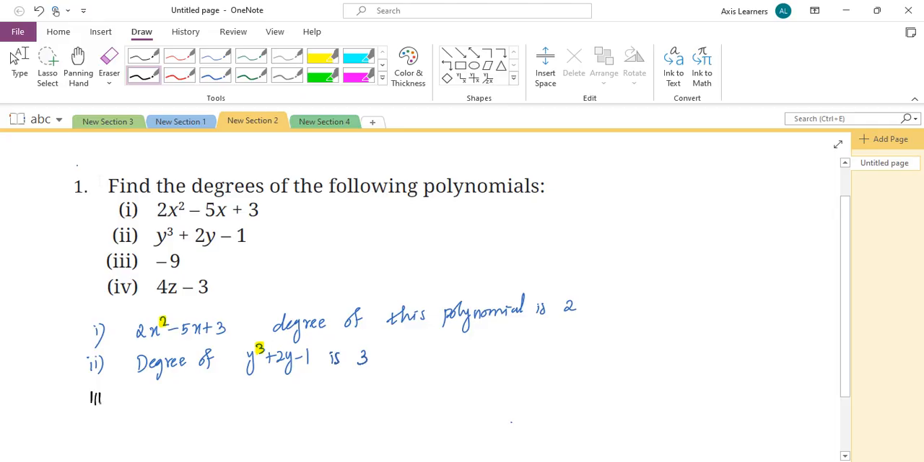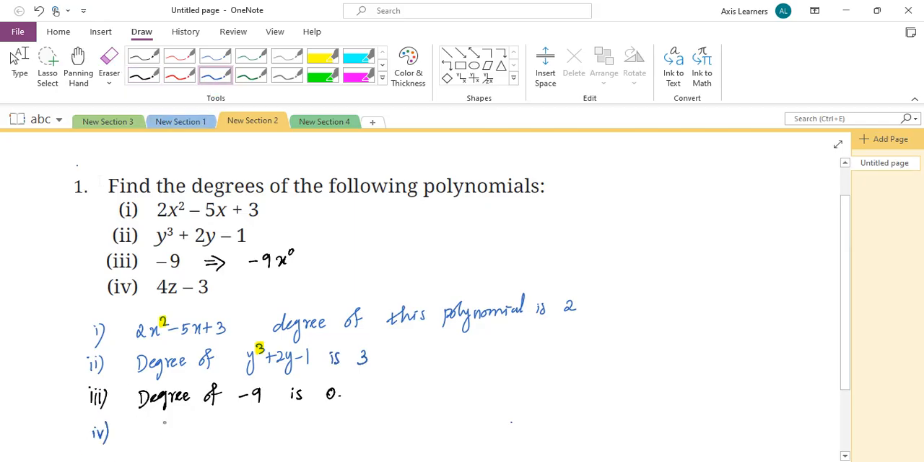The next one is different. It doesn't come with a variable. So the degree of minus 9: we can write minus 9 as minus 9 into any variable x to the power 0. Now look at the degree. Degree is 0. So what can we write? The degree of minus 9 is 0. Okay. And the last question.